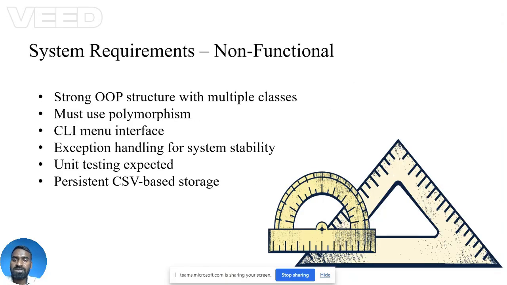In the non-functional requirements, the system must follow object-oriented design principles, use polymorphism, and include a CLI menu. It must also support exception handling and persistent storage, which we chose to implement through CSV files. Finally, the system must be easy to maintain and test. So unit tests will be included in the final development stage.